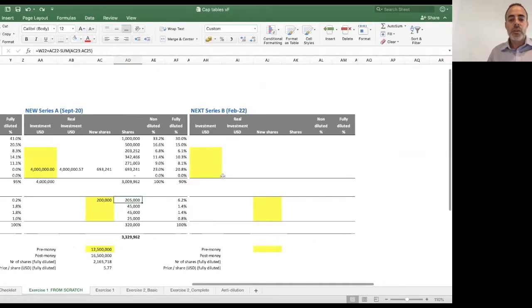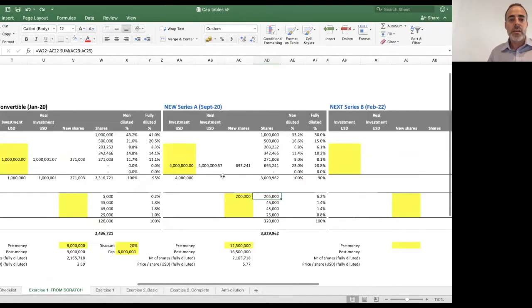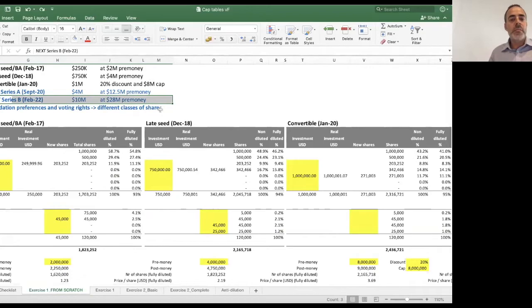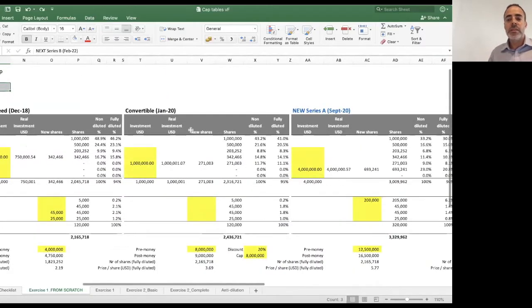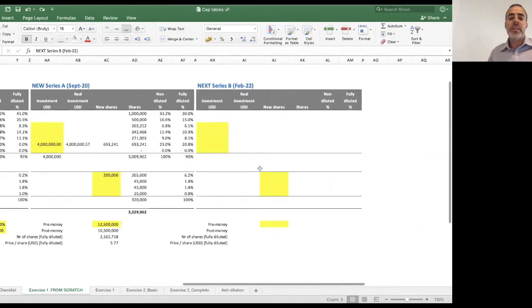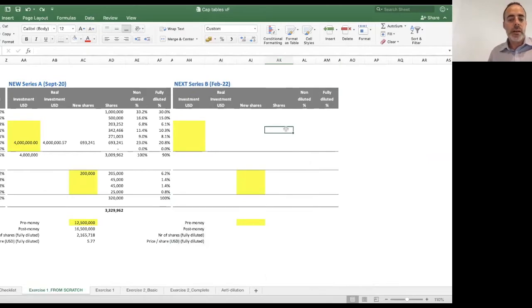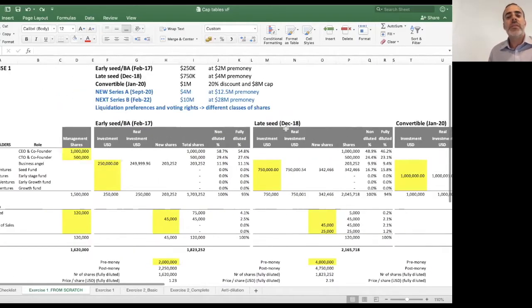If we continue with this cap table, we will be adding a new round, a Series B, a 28 million pre-money, 10 million round, and you can see the dynamics. You will be building exactly the same into this stage. I'm not going to do it because we are running out of time, but that's how I would build the cap table. This is a plain vanilla cap table. It's very easy and simple.